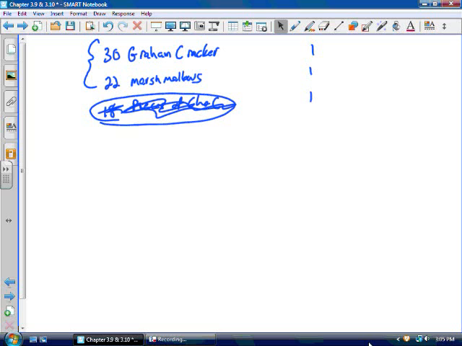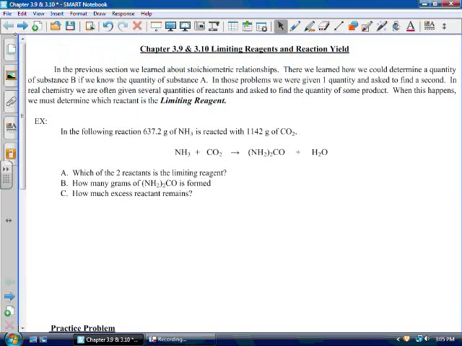Since we have more than enough of these two things, they are considered to be our excess reactants. Excess reactants are the things that you have more than enough of, and at the end of the reaction, you have some still remaining in the reaction vessel. So if I made those, I would have 4 marshmallows left over, and I would have 12 graham crackers completely left over. All right, so those are the excess reactants. So that gives you an analogy of what limiting reactant is. Now let's look at how that relates to real chemistry.